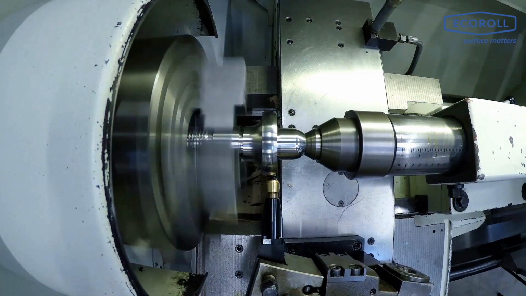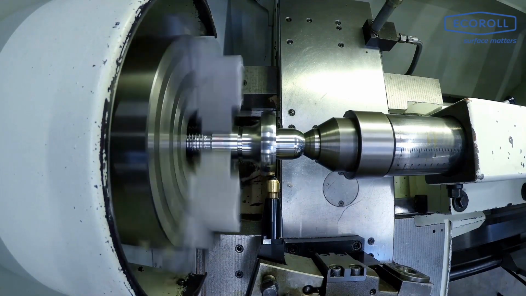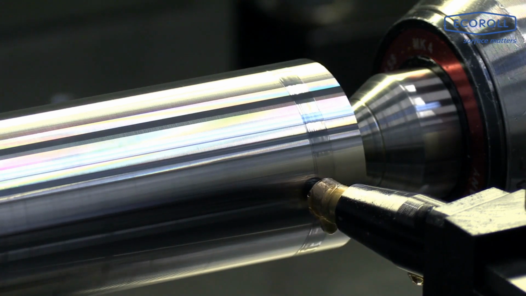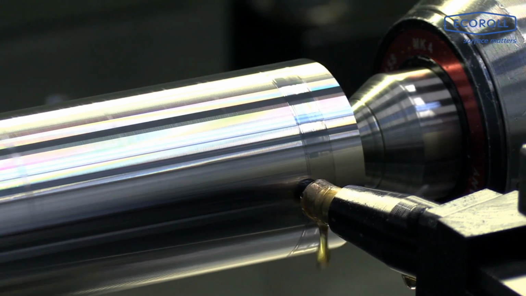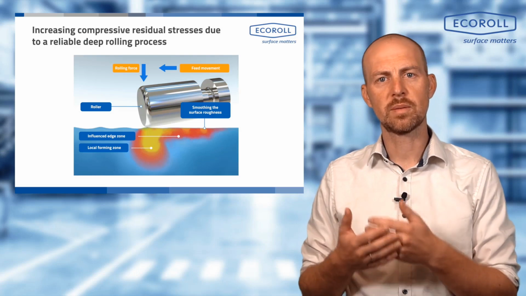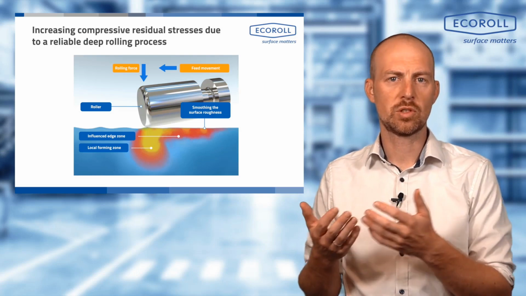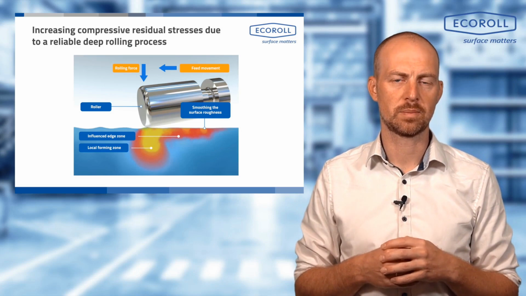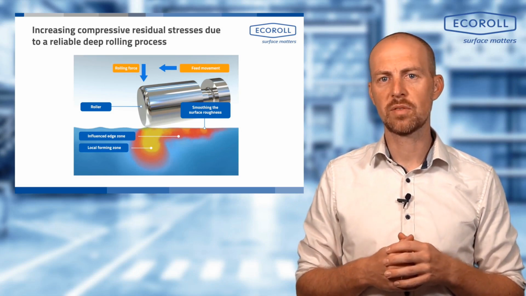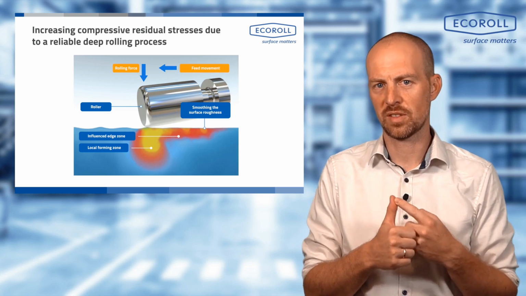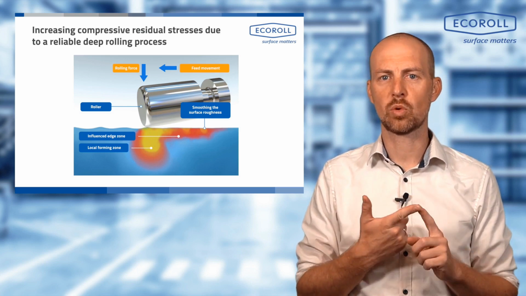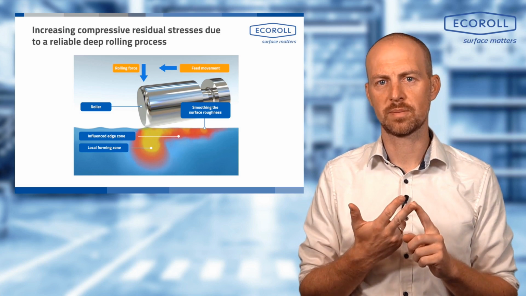To introduce the compressive residual stresses, we use the process of solid rolling. In solid rolling, a rolling wheel or rolling body is pressed into a surface with a defined rolling force. It then rolls over the surface by applying a feed speed. That means we basically have 3 parameters. We have the roll geometry, which determines the contact area. Then we have the rolling force, and we have the feed.